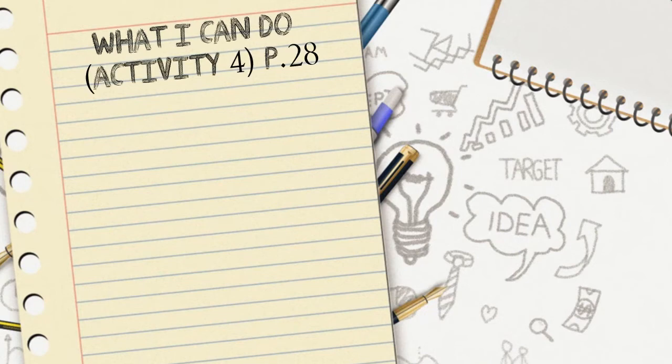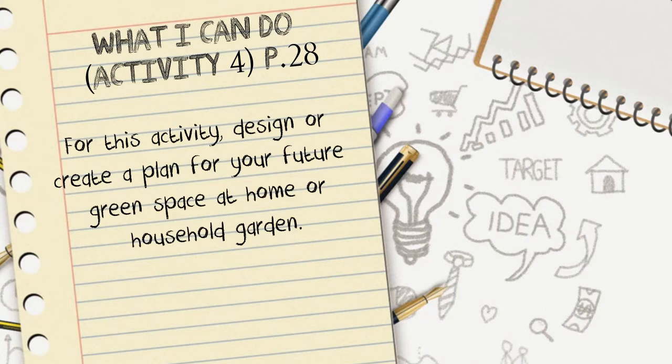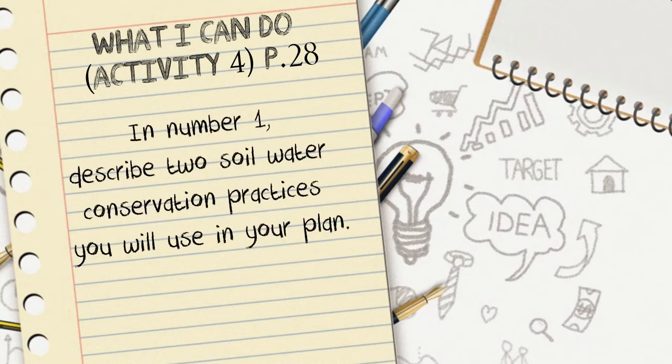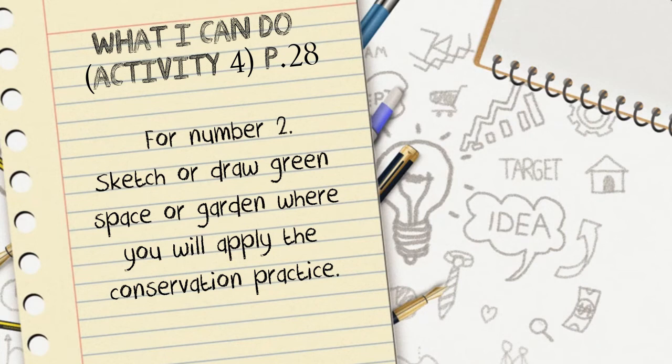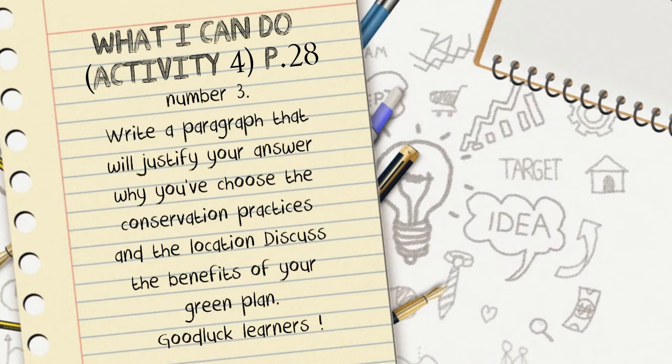What I Can Do, Activity 4 on page 28. For this activity, design or create a plan for your future green space at home or household garden. In number 1, describe two soil and water conservation practices you will use in your plan. For number 2, sketch or draw the green space or garden where you apply the conservation practices. And for number 3, write a paragraph that justifies why you chose the conservation practices and the location. Discuss the benefits of your green space. Good luck, learners.